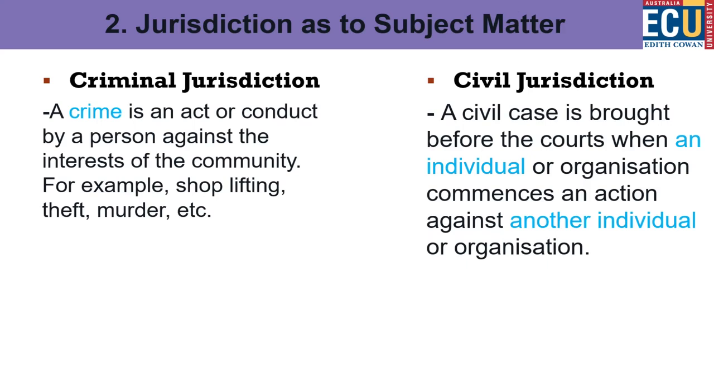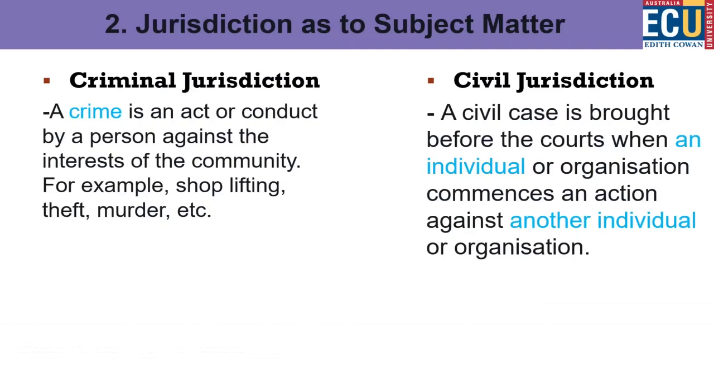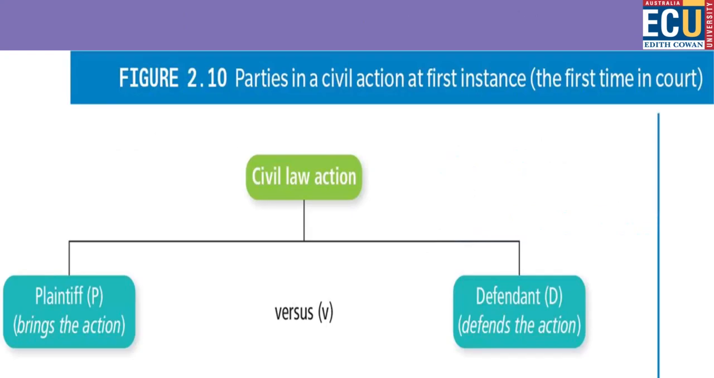So, just to recap, we first made the classification of jurisdictions based on the territory. At the Commonwealth level, there are federal courts which deal with Commonwealth legislation. At state and territory level, we have a separate court system and they have their own jurisdiction. So this jurisdiction is based on territorial jurisdiction. Based on the subject matter of the case, we have two types of jurisdictions, criminal jurisdiction and civil jurisdiction. Now, I will share more explanation regarding these two jurisdictions.